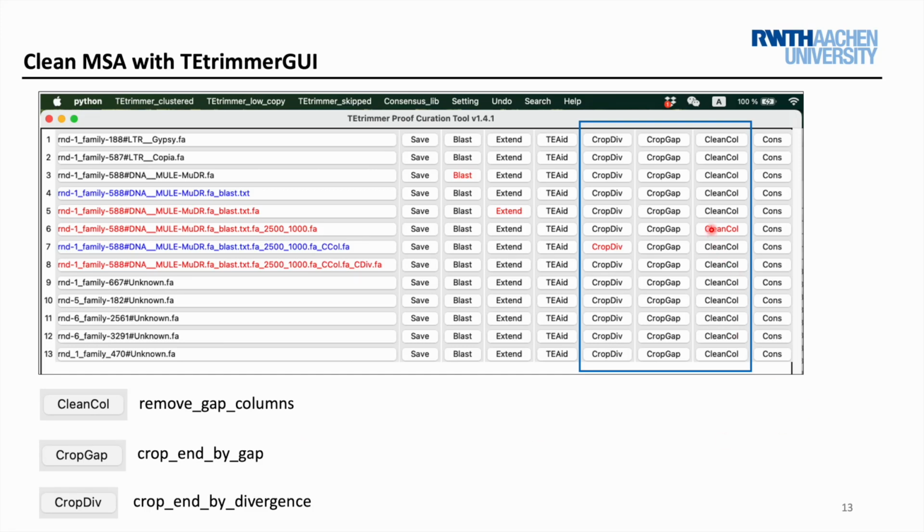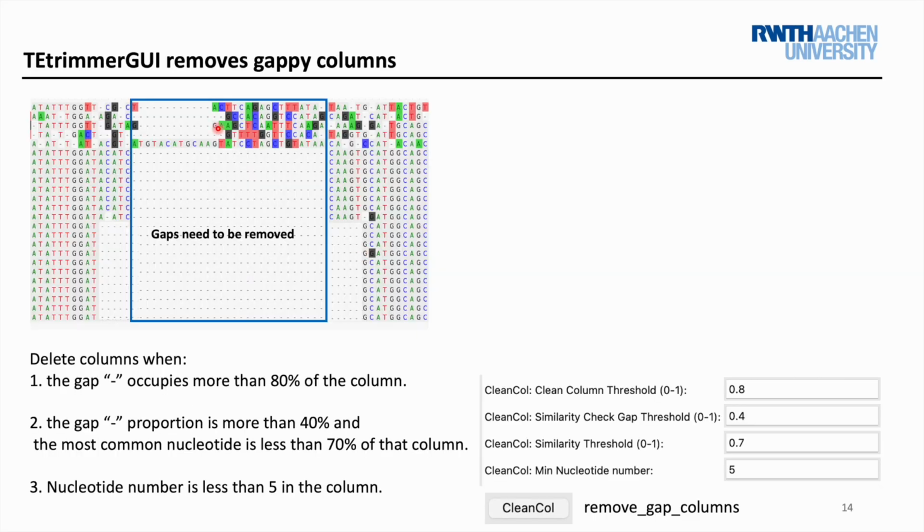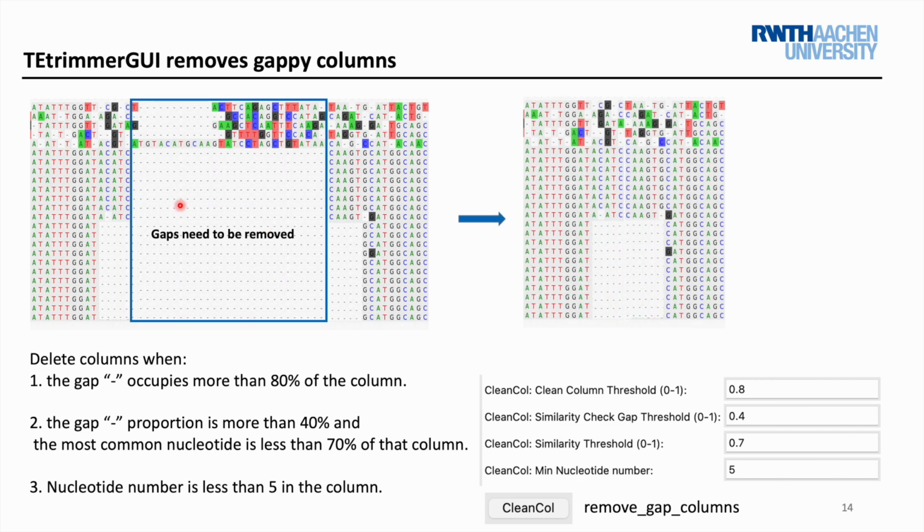So first, let's start by cleaning with remove gap columns, because after extension and multiple sequence alignment, many gap columns exist in the MSA. So the first step is to remove them. The TEtrimmer GUI integrated a new algorithm to clean the gap columns. It can very efficiently remove the gap columns from the left side, from here to here. There are several criteria used by this function. First, if the gap exists in more than 80% of a column, this column is removed directly.